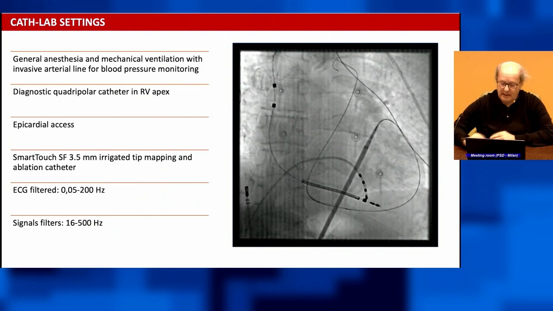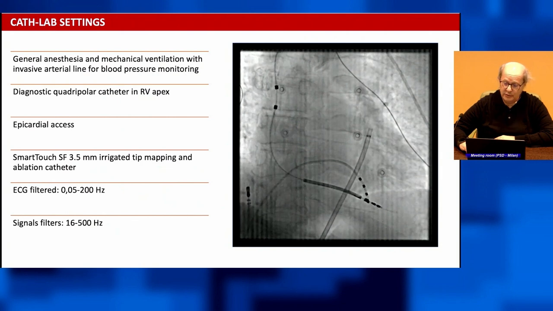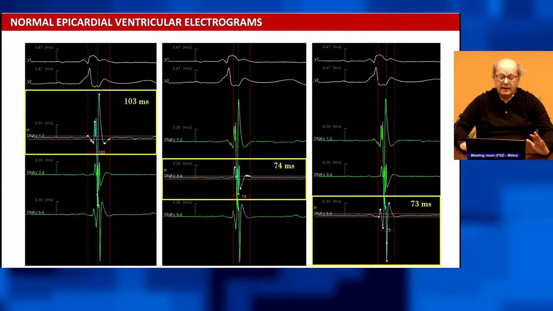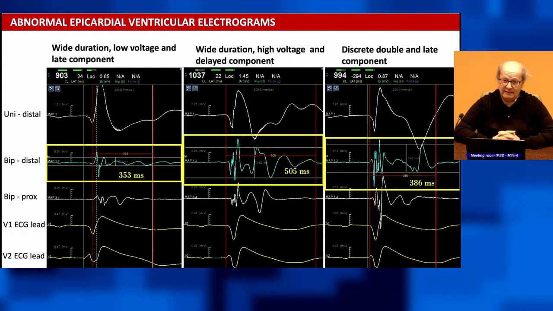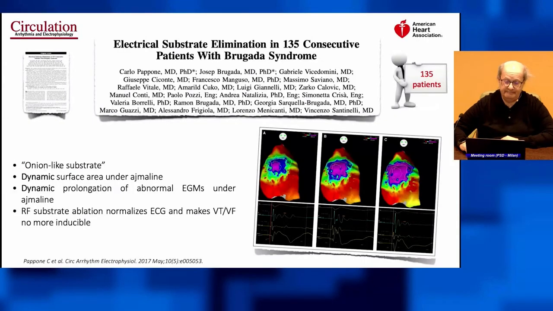So it's absolutely important to get access to the pericardium, but you will see much better during the live procedure. In the normal condition, without cardiogenetic disease, the epicardial electrogram is very narrow and very smooth, without abnormalities. On the other hand, in the patient, we have this wide-duration, low-voltage or high-voltage component, usually a late component, and sometimes fragmentation of this component. And this abnormal electrical activity is not stable, but very variable, as variable as the type 1 EKG during the day.